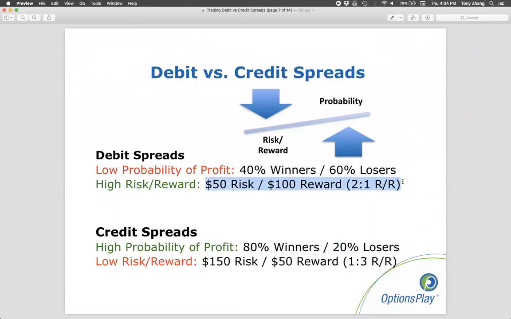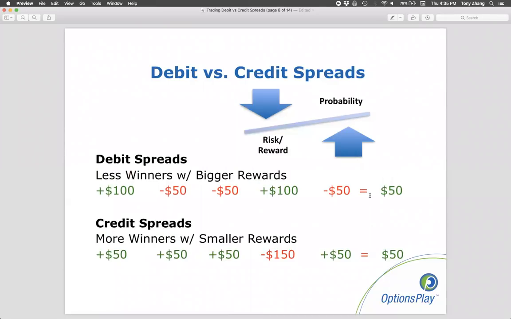So figure out kind of what suits you perhaps, and that will also help drive which type of strategy may be best suited for you. So when we're talking about debit spreads, this is really what it feels like to be a debit spread trader. You're going to have less winners but bigger rewards.